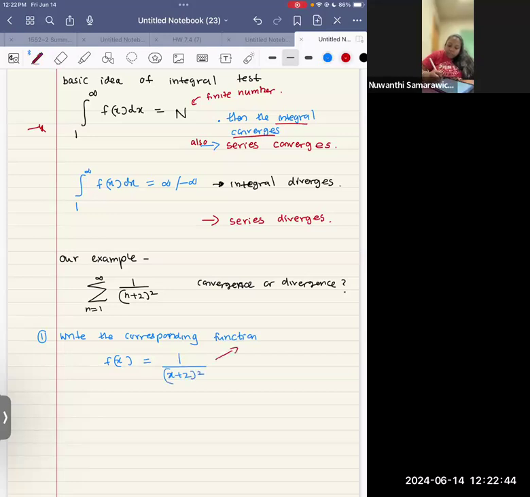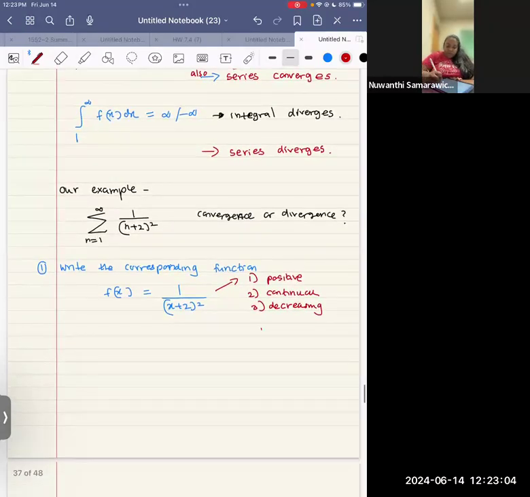Now we need to check whether this is positive, whether it is continuous, and whether it is decreasing. We need to check all these for x between 1 and infinity. Okay, so let's check whether this is positive.